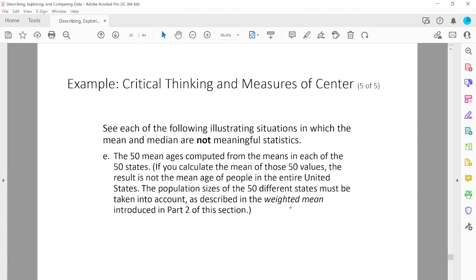The 50 mean ages computed from the means in each of the 50 states. If you calculate the mean of those 50 values, the result is not the mean age of the people in the entire United States. First we take the mean of each of the states, and now we're taking the mean of the means, which is not going to reflect the mean of the entire United States. So it doesn't make sense to calculate the measure of center here.